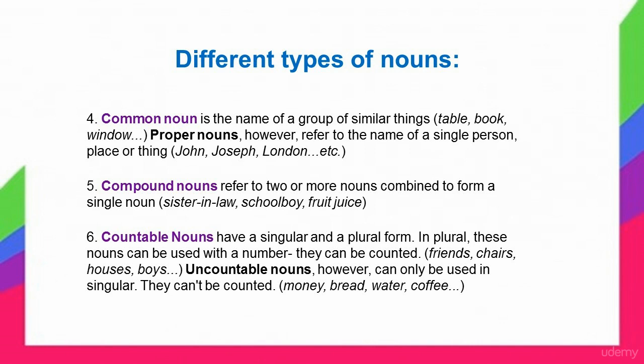6. Countable nouns have a singular and a plural form. In plural, these nouns can be used with a number. They can be counted. For example, friends, chairs, houses, and boys. Uncountable nouns, however, can only be used in singular. They can't be counted. For example, money, bread, water, and coffee.